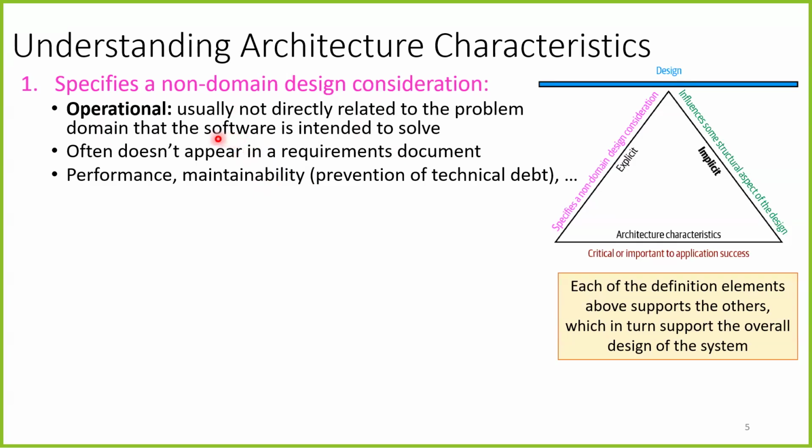And by the way, these operational things, usually you don't find them in the requirement document. The requirement document will say, okay, we need to have an address book and I should be able to schedule something, this and that. But it will probably not say that the application should be available all the time, because we consider that, of course, it would be there. How the performance could be, maintainability could be, like preventing technical debt.